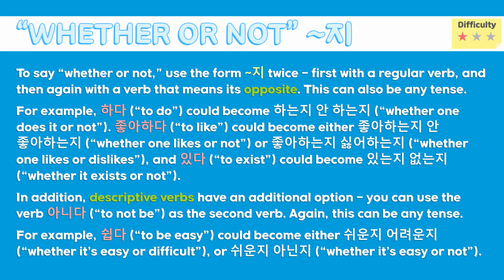In addition, descriptive verbs have an additional option. You can use the verb 아니다, meaning to not be, as the second verb. Again, this can be any tense. For example, 쉽다, meaning to be easy, could become either 쉬운지, 어려운지, whether it's easy or difficult, or 쉬운지, 아닌지, whether it's easy or not.